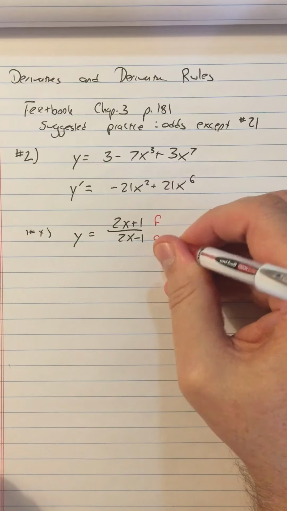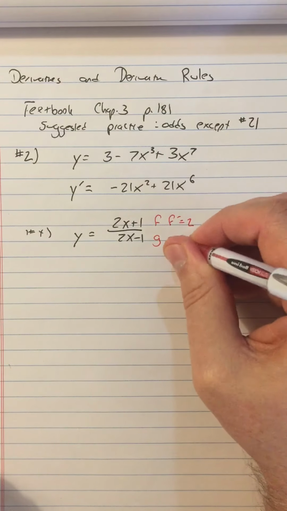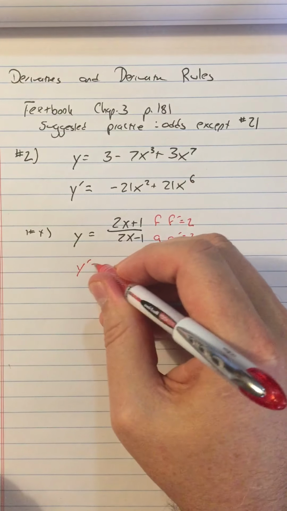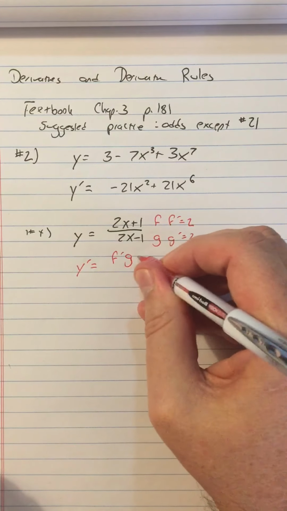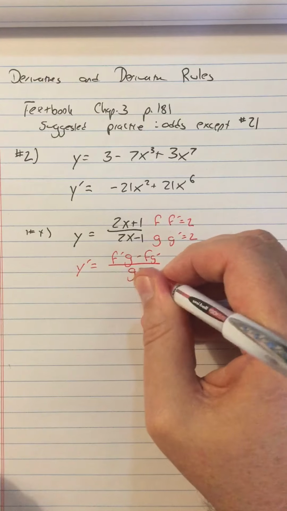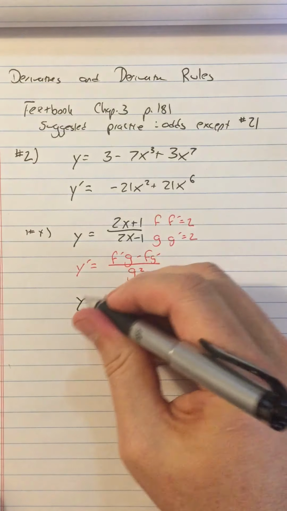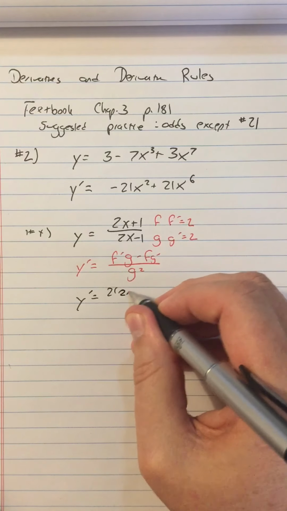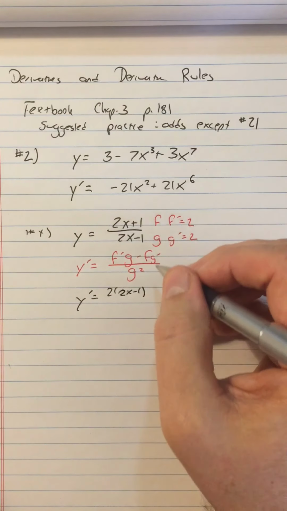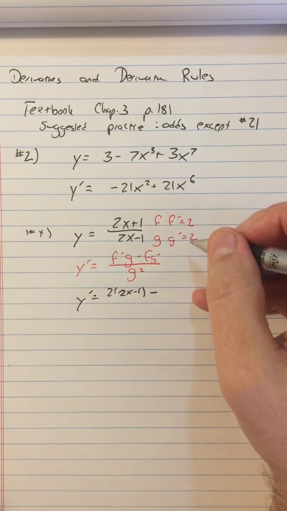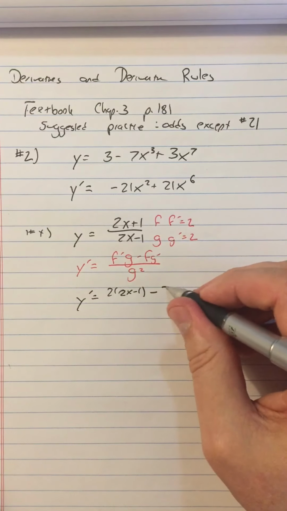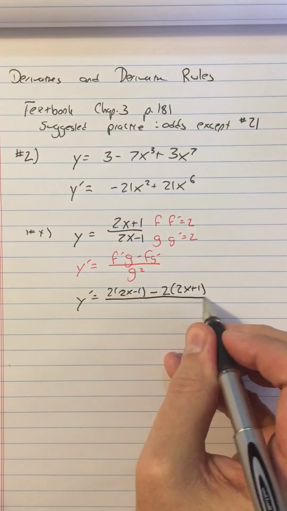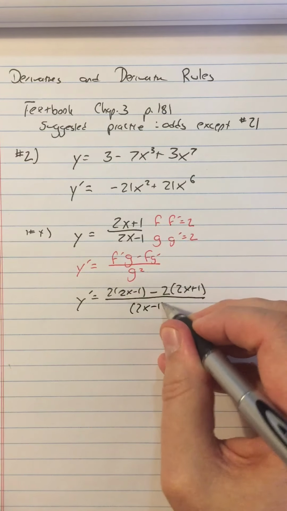So this is going to be f, this is going to be g, f prime is going to be 2, g prime is going to be 2. We want to remember that the quotient rule is f prime g minus f g prime, over g squared. So that means y prime equals f prime, which is 2, times (2x minus 1), and then minus f g prime. We should watch for signs and how things distribute. 2 times (2x plus 1), that's f g prime, over your denominator squared, which is (2x minus 1) squared.